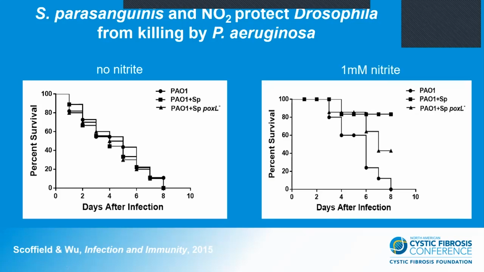But what is interesting is that once you add nitrite to the system, you get a huge increase in Drosophila survival. So in the presence of Strep parasanguinis wild type, we got 80% survival of these Drosophila flies compared to flies that were singly infected with Pseudomonas. And the pox-deficient mutant had a marginal level of protection. So these data suggest that Strep parasanguinis and nitrite may offer protection against Pseudomonas infection.